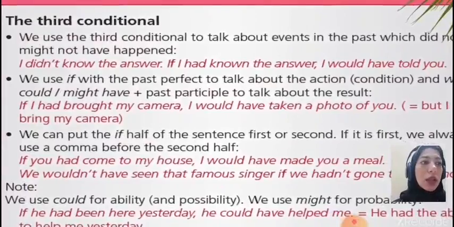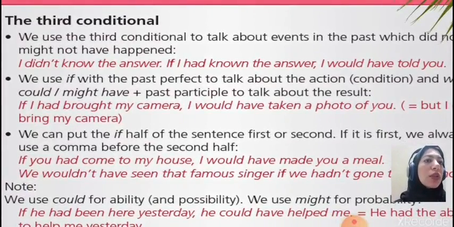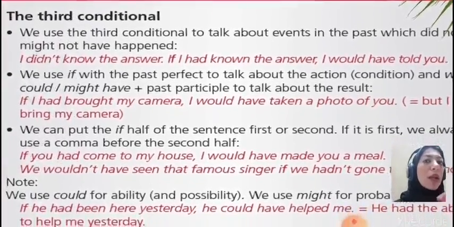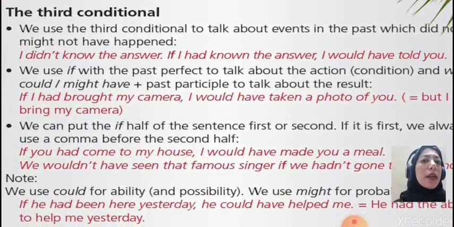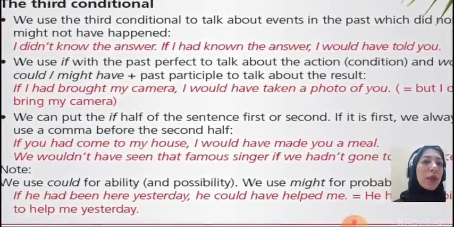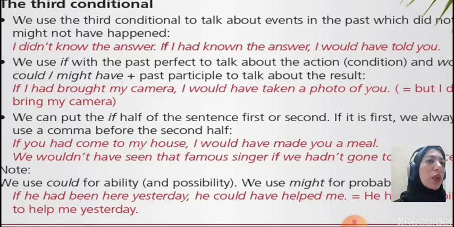The third conditional. We use the third conditional to talk about events in the past which did not or might not have happened. I didn't know the answer. If I had known the answer, I would have told you. The speaker didn't know the answer, and as a result, he can't tell the other person the answer. Okay, we use if with the past perfect to talk about the action or the condition.